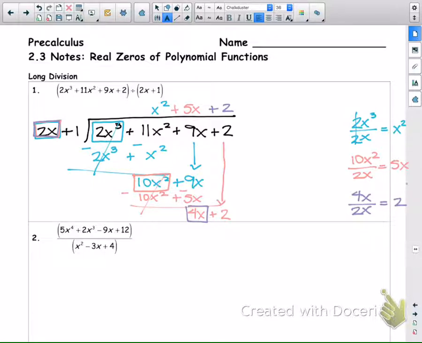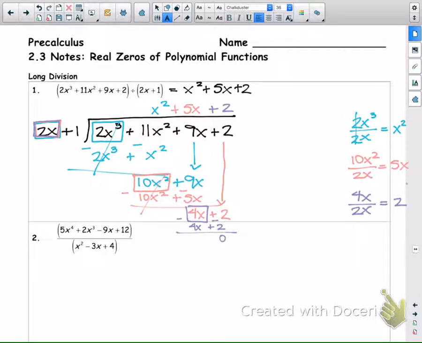So now I take that 2, I multiply it by everything outside. What's that going to give me? 4x plus 2. These will not always work out this nicely. We picked a good one to start with. When I subtract, it gives me a remainder of what? 0. So my answer to this division problem is what? What we have on the top there. X squared plus 5x plus 2.